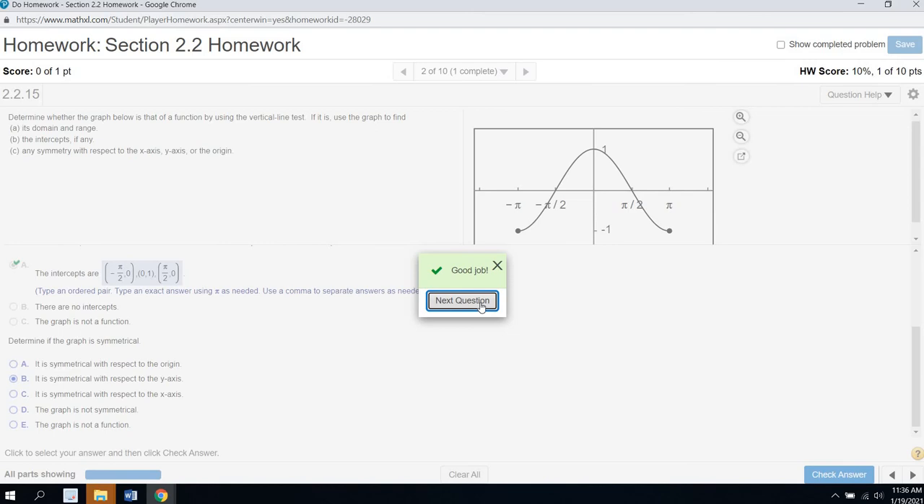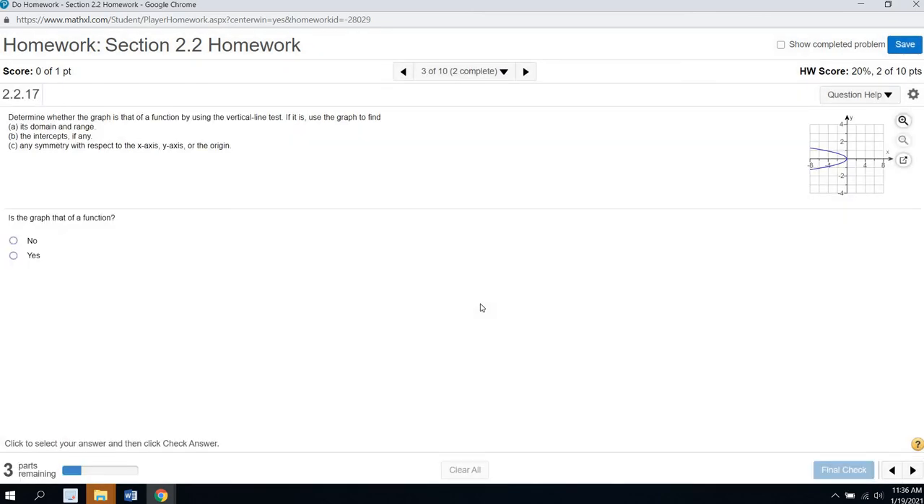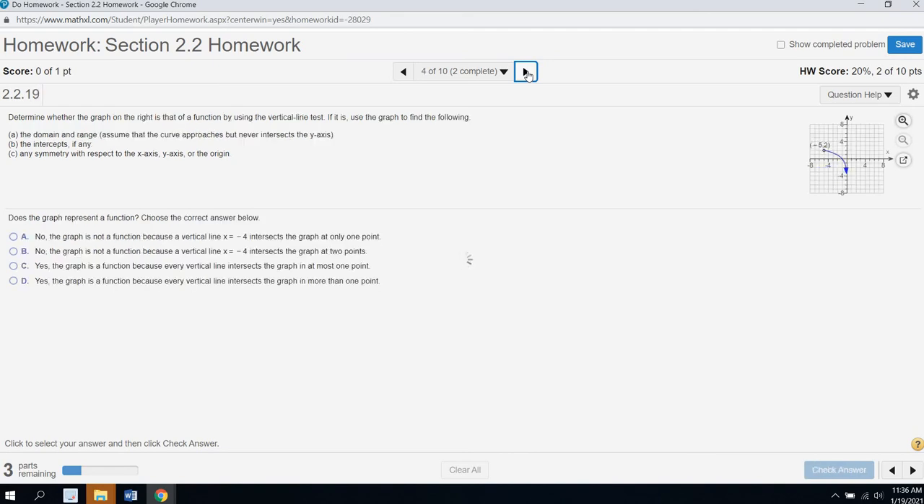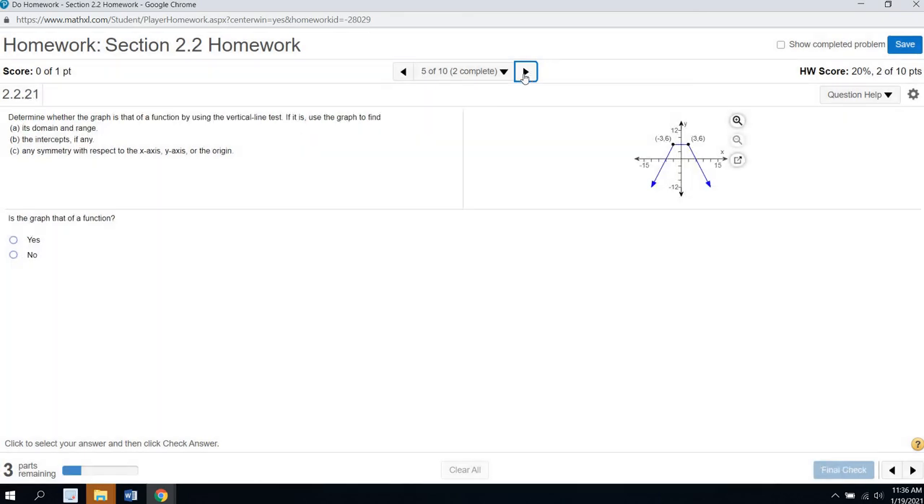And we're going to get good job. And they're going to move us on to the next question. And so you can see that you're going to do this a few more times as you go through this homework. But this is why I didn't want to belabor what you were looking at.